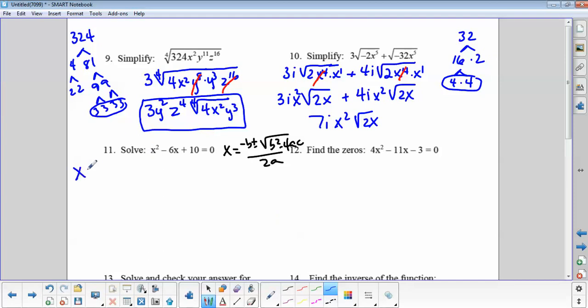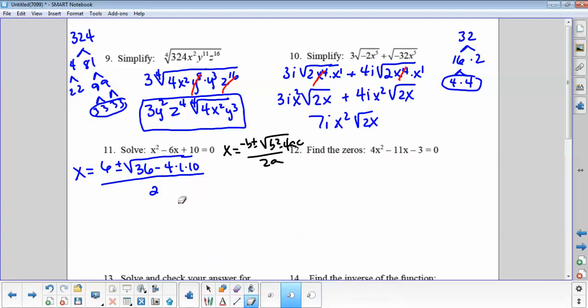Alright, so x equals -b, your b is already negative, so it turns positive, plus or minus the square root. b squared, the square of -6 is positive 36, minus 4 times a, which is 1, times 10, over 2a, so 2 times 6. Nope, your a is 1. Sorry about that. 2 times 1.